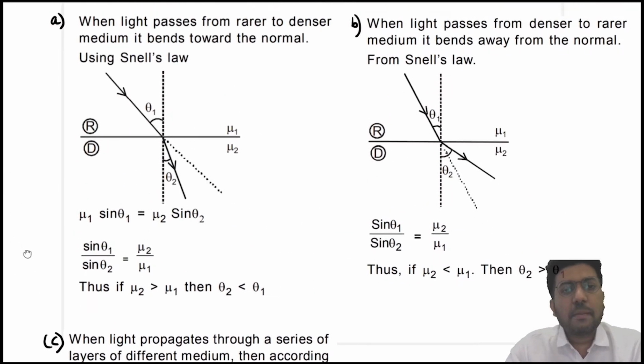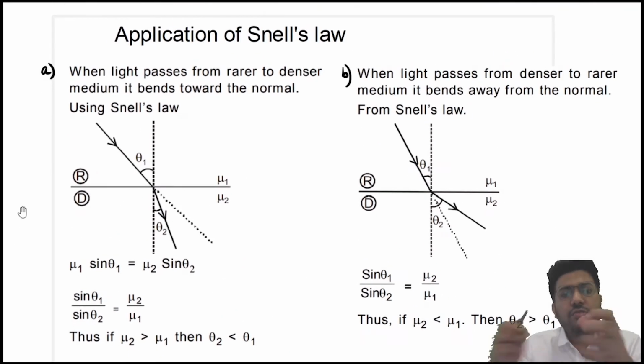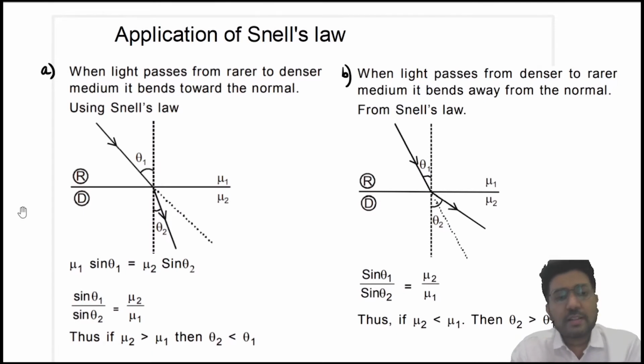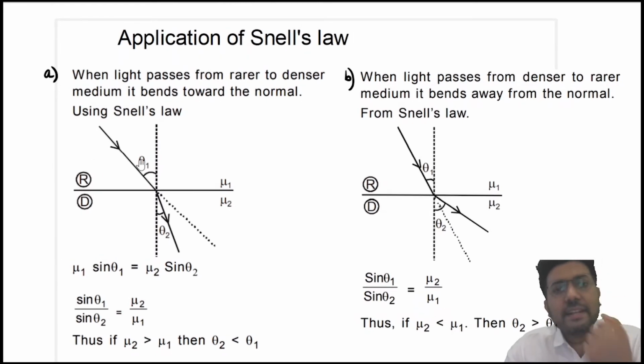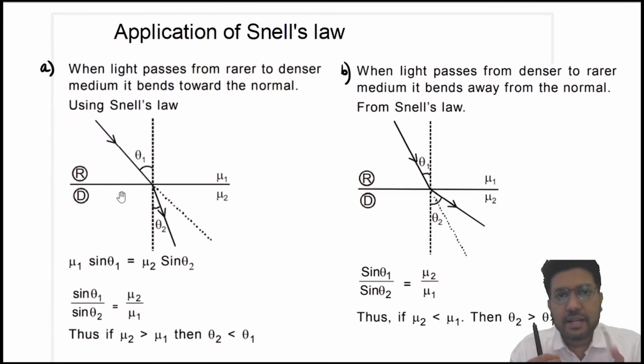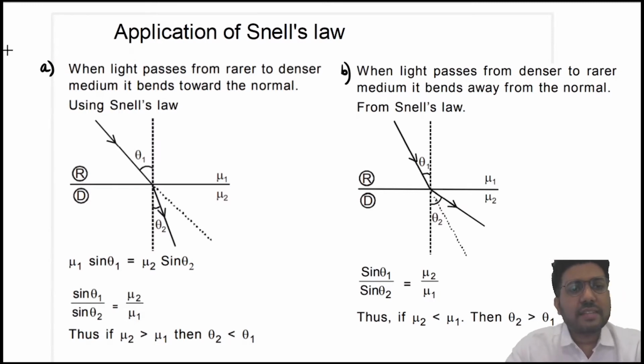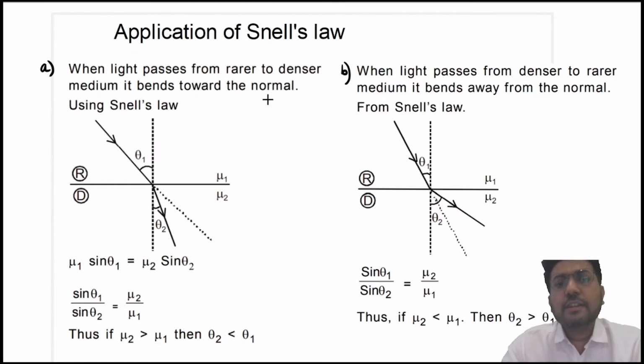Then the application of Snell's law to check whether light will bend towards the normal or away from the normal. The first case is when light passes from an optically rarer medium to an optically denser medium. Now, what is an optically rarer medium? I have discussed this in the first lecture also. An optically rarer medium is the medium in which the speed of light is more compared to an optically denser medium. So when light passes from a rarer medium to a denser medium, it bends towards the normal.